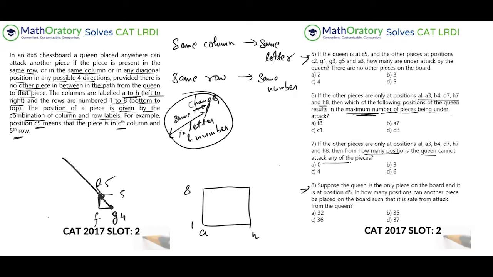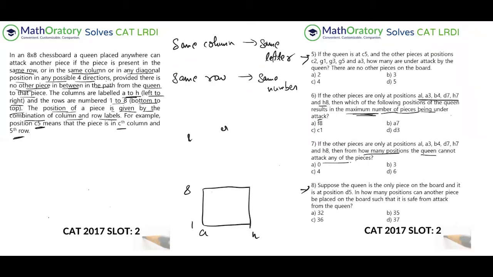The change, I don't care whether both are plus or both are minus. It could be that one is plus and one is minus. Like G to F, there's a reduction of one, and 4 to 5, there's an increase of one. It could be a plus and minus combination also. So for the diagonal movement, I'll just keep a note like this. Equal change in letter and number. Great, so this is done.